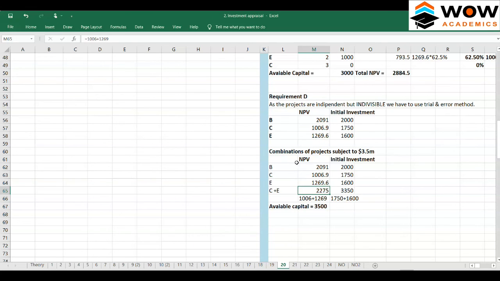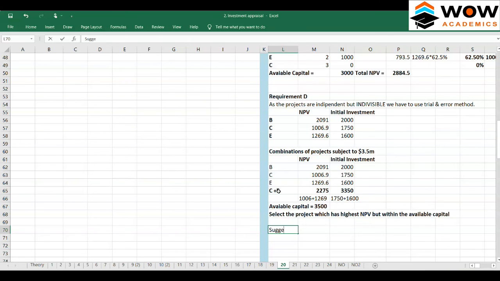Whichever is the highest NPV here, you have to take that. The highest NPV seems to be this number. So select the project which has the highest NPV but within the available capital. Individually if we see, B seems to be great, but when you see the combination of C plus E which is possible, that seems to be the best. Hence, you can choose this option.